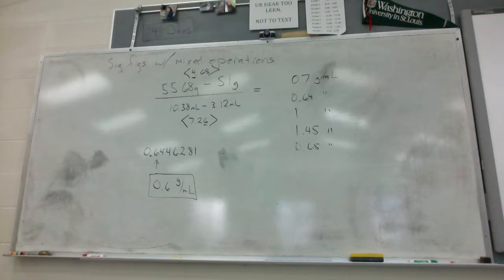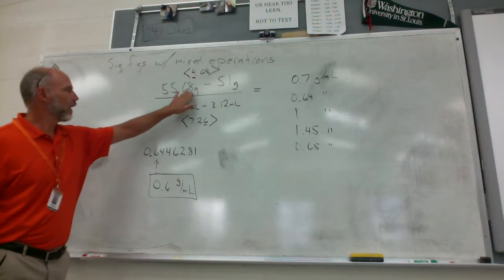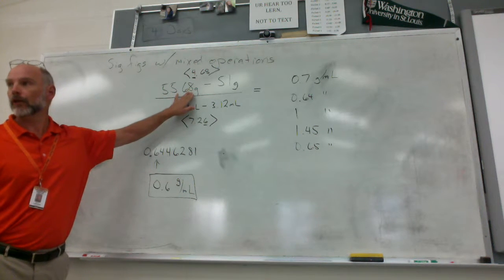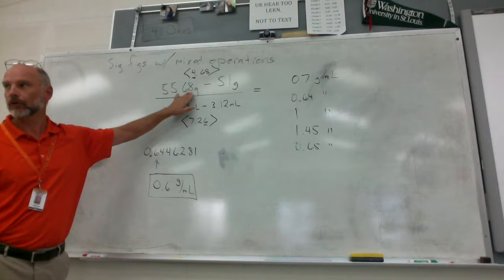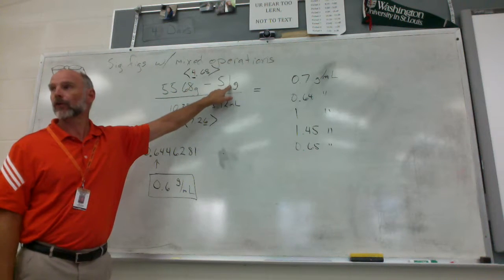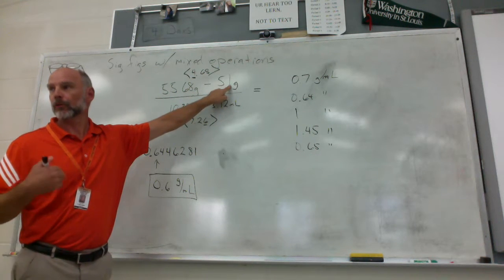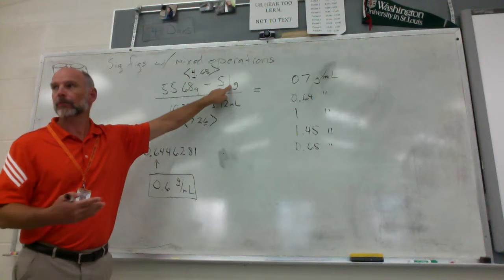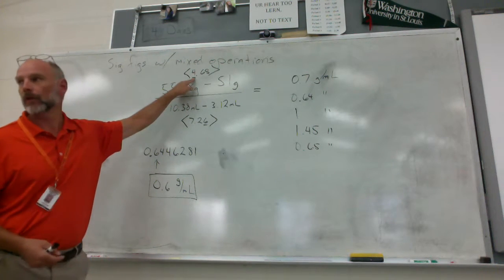Yes? Why is the 4 only significant? Why is only the 4? Because this is significant to the hundredths place. Sorry about that. Precise to the hundredths place. This one's only precise to the ones place. So since we're subtracting, I go with my least precise measurement, which is the ones place.